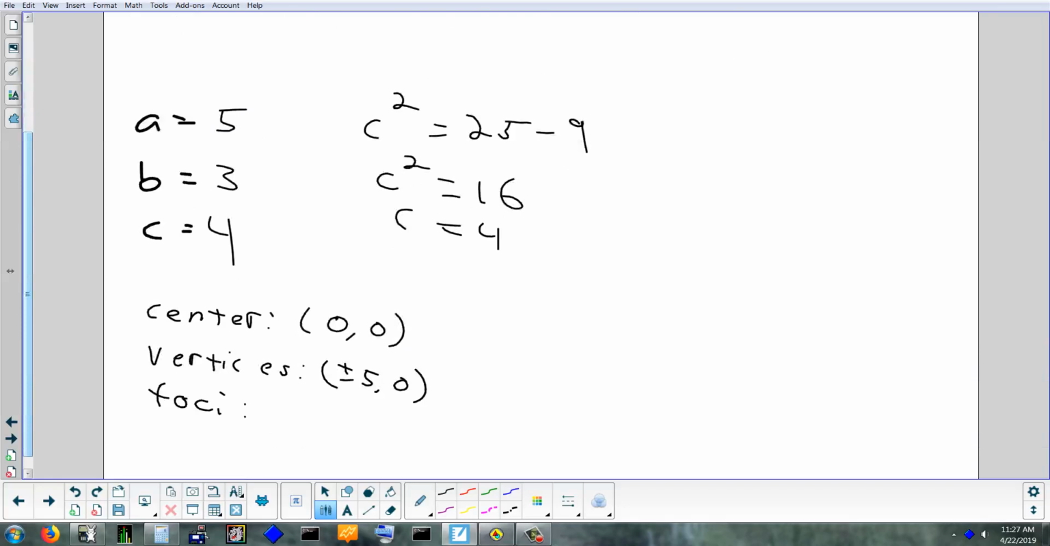Foci. Again, you would have to decide, okay, C tells me that the foci are 4 units away, but are they 4 units left and right or up and down? For now, it's still left and right. So what would be my coordinates of my foci?